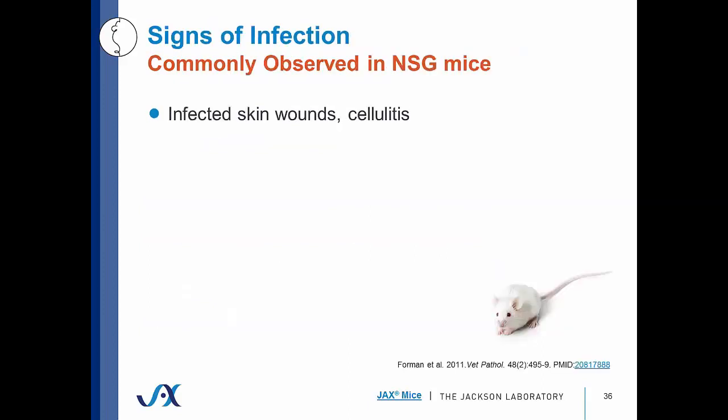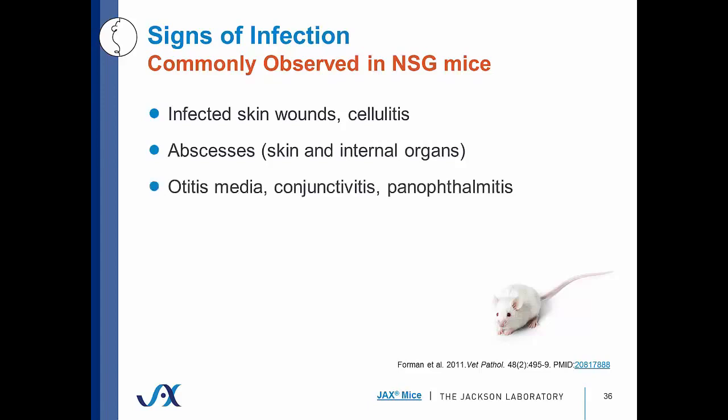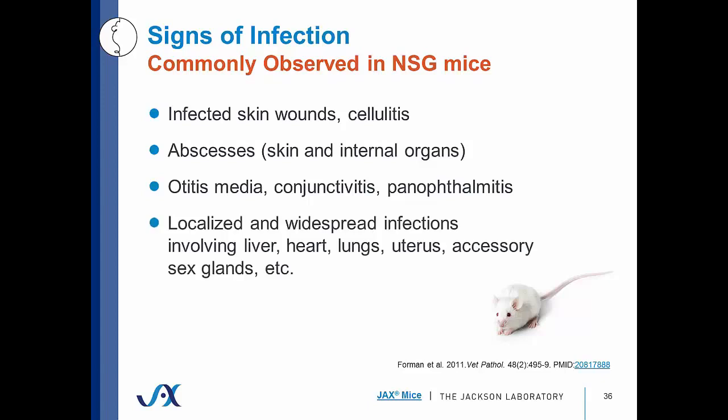So some commonly observed types and signs of infection include infected skin wounds such as cellulitis, and these wounds can be cultured and tested directly. Finally, abscesses from skin and other internal organs. Also otitis media, so ear infections, as well as eye infections such as conjunctivitis, have commonly been seen in NSG mice. And localized and widespread infections that involve a number of different organs, such as the liver, lung, and the heart.